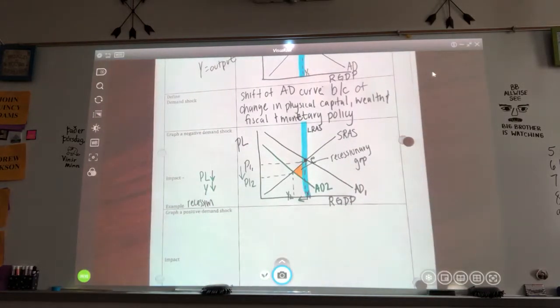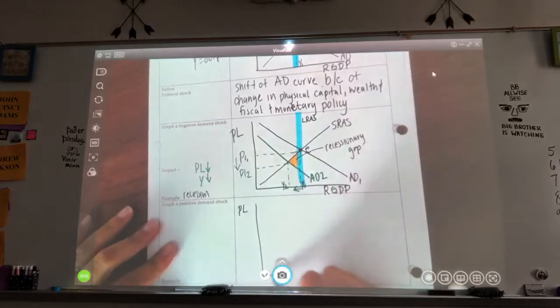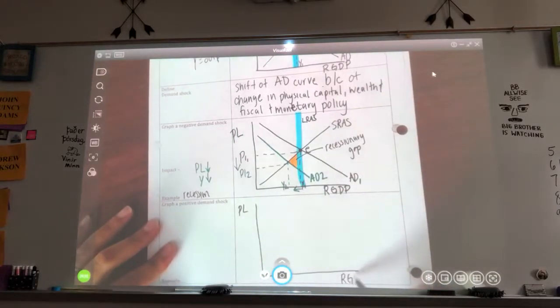Okay, so now let's look at the next one, a positive one. I'm gonna put everything at equilibrium again. So here's price level. Here's real GDP.